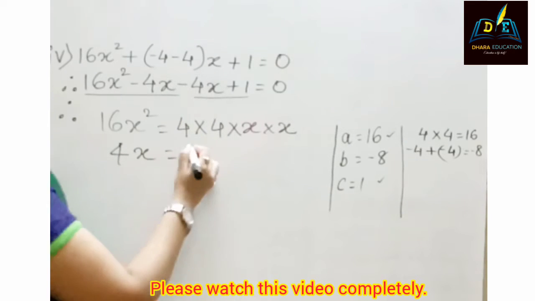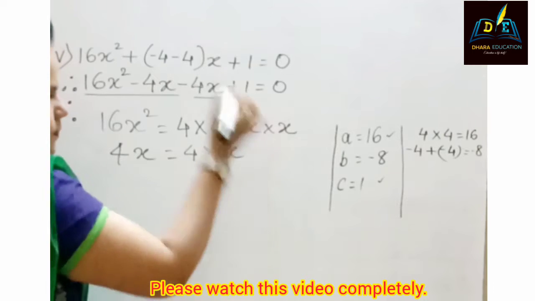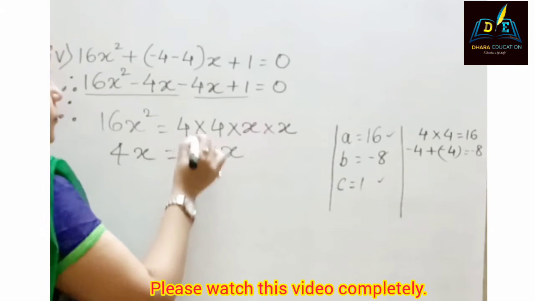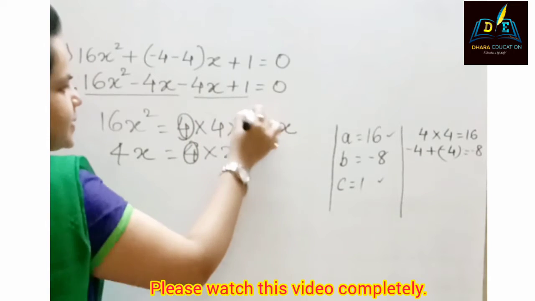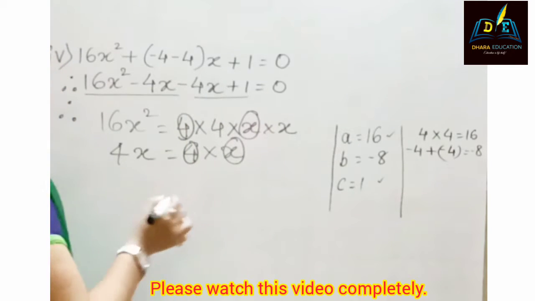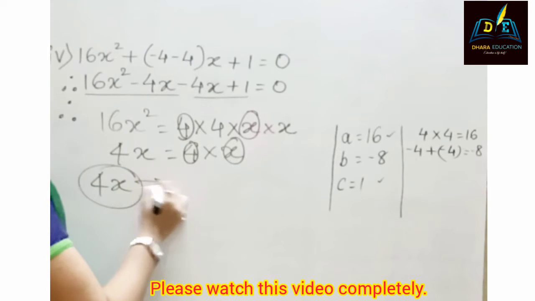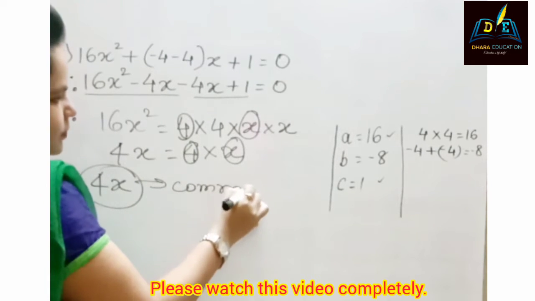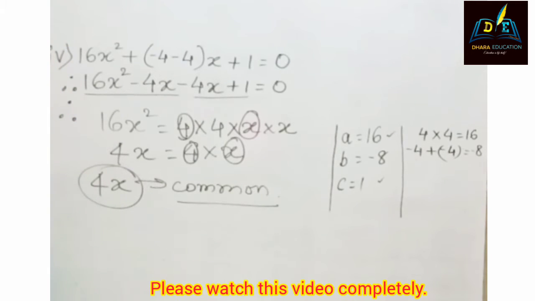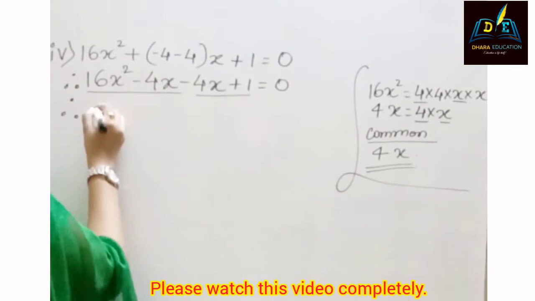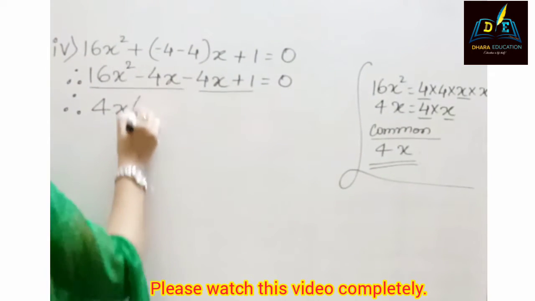How are we going to split it? 4 multiplied by x. Correct? On the other hand, what is common over here is 4, this x and this x. So we are going to take 4x as common from both the terms. Students, here the common factor is 4x, so I will take 4x as common.